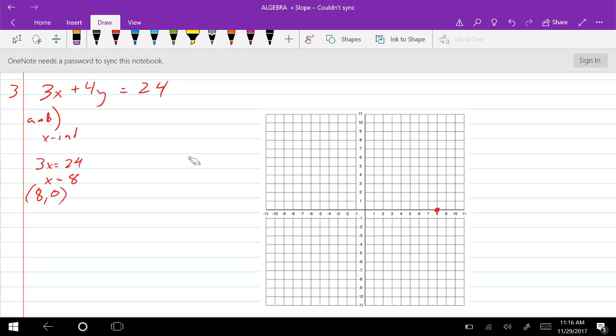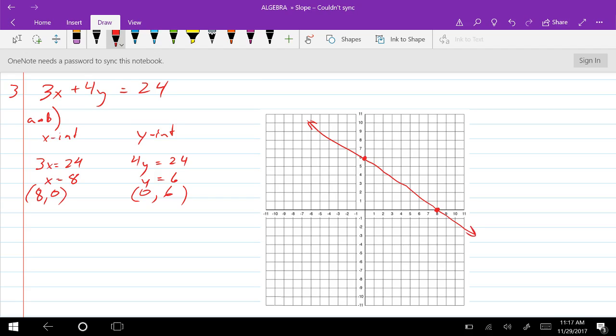To find the y-intercept, I say that 4y is equal to 24. Solve for y and I get 6. So the y-intercept would be at 0, 6. Graph that point. Draw the line in between. It should look like that.